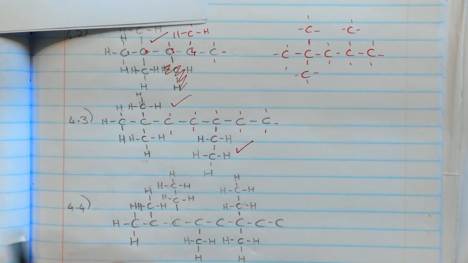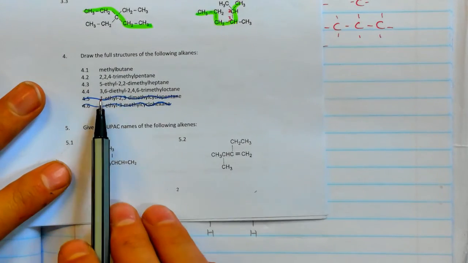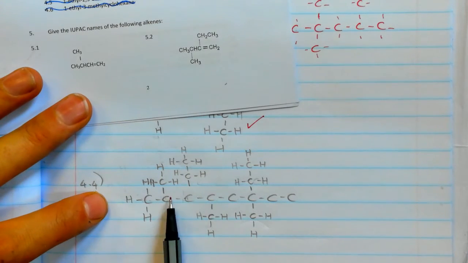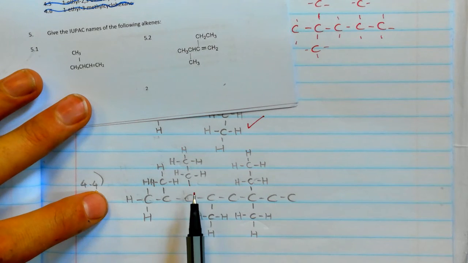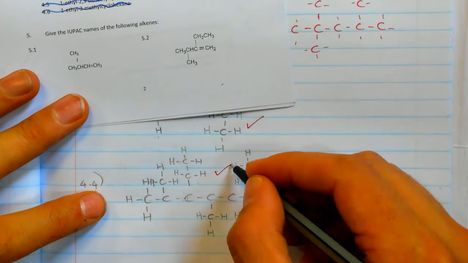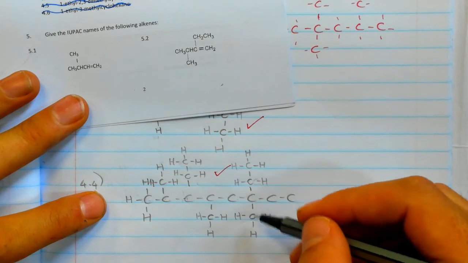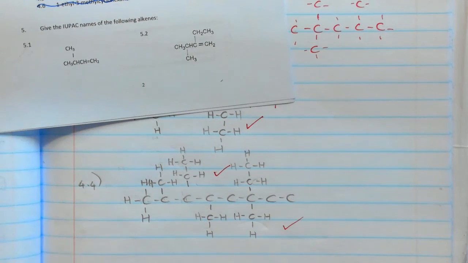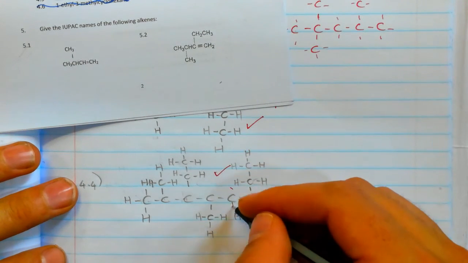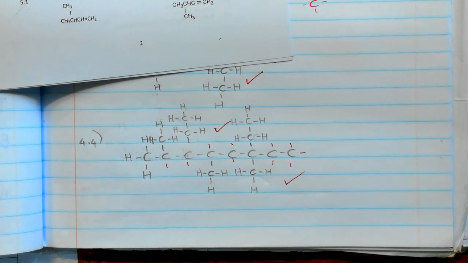Happiness. Then question 4.4. 3,6 diethyl, 2,4,6 trimethyl octane. Now this is a long one. It's 1, 2, 3, 4, 5, 6, 7, 8. 3,6 diethyl. So 1, 2, 3, 4, 5, 6. We have our diethyl there and there. And then we have 2, 4, 6 trimethyl. That's also correct. What's the only thing missing in this structure? The hydrogens. You got to go put in the hydrogens all over the place. Beyond that, this is 100% correct. Okay, any questions, gents?